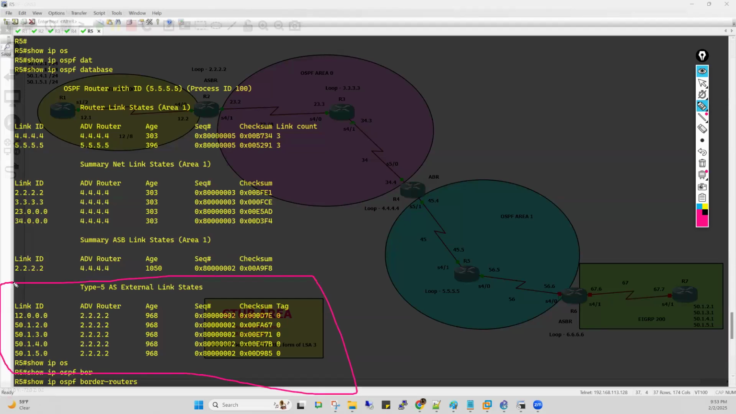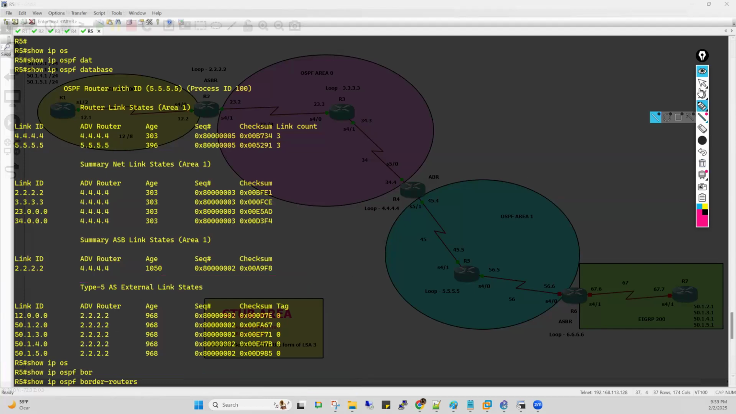At that time we were getting LSA number 5, yes or no? Yes, earlier we were getting LSA number 5. I ran this command before configuring the stub area, so at that time we were getting LSA number 5.